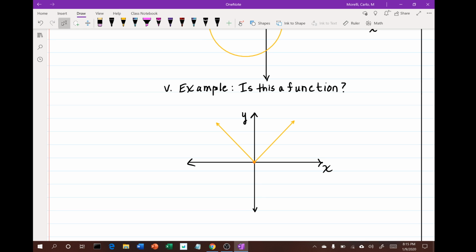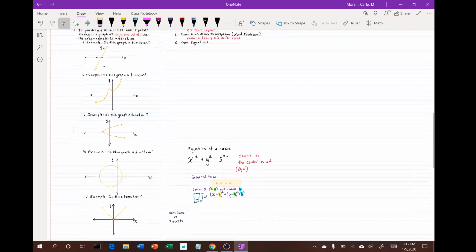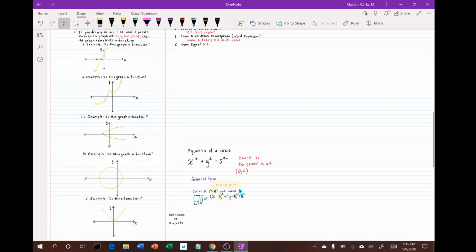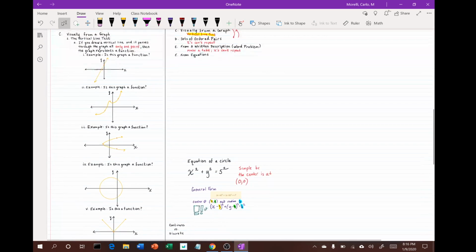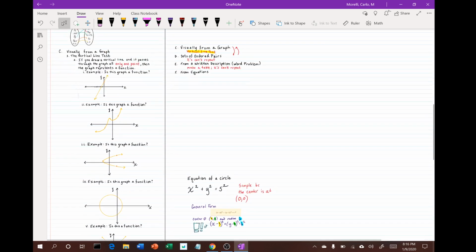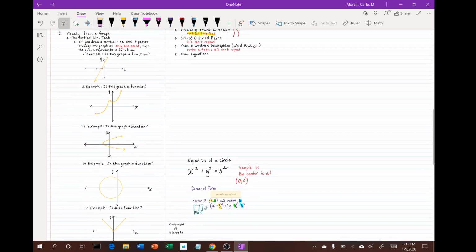Okay, is this a function? Okay, so let's take a look at what we got here. We got some good examples. Okay, those are my examples, take it for what it is. That's the visually. Now, sets of ordered pairs. I mean, this is very similar to the table. Oh, I said I was going to switch these. Okay. All right.